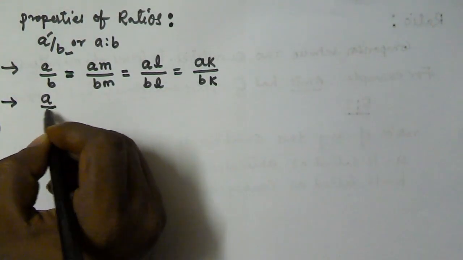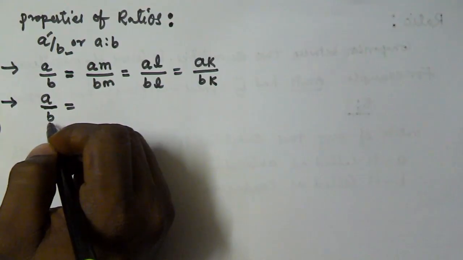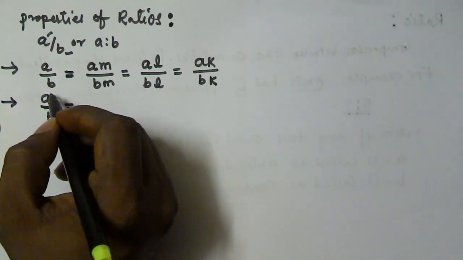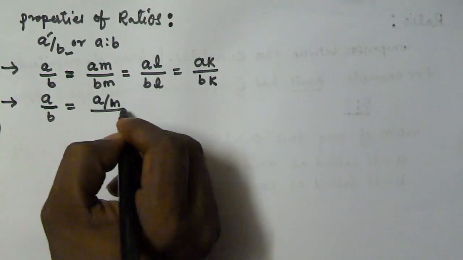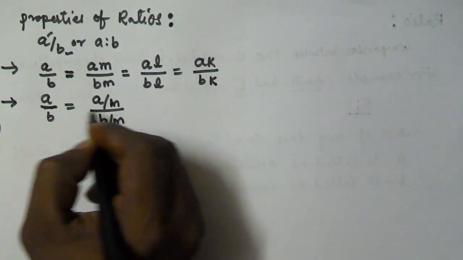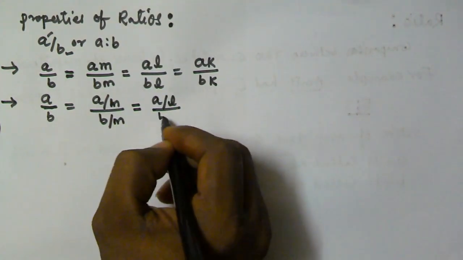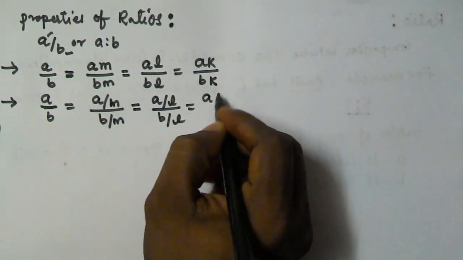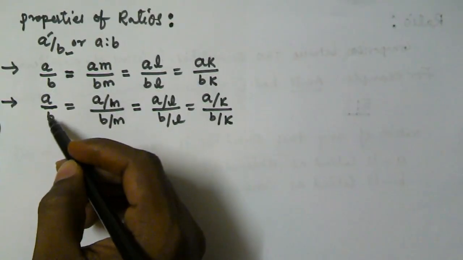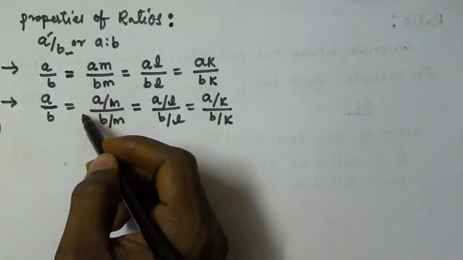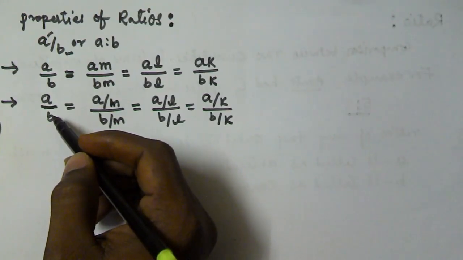Let's take another. We have A by B as a ratio. If we divide numerator and denominator by the same number or same quantity, the value of the ratio is not going to be changed. For example, A by m over B by m is also equivalent to the ratio A by B. So A by L over B by L is equivalent to A by K over B by K. If the numerator and denominator are divided by the same number, then the ratio is not going to be changed.